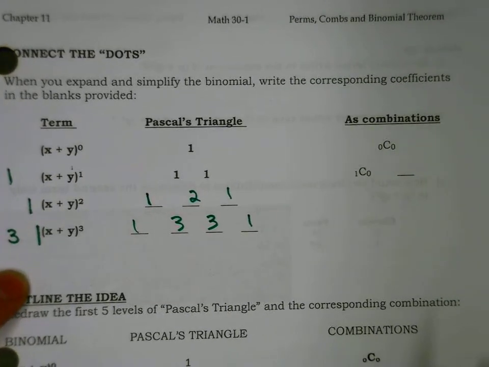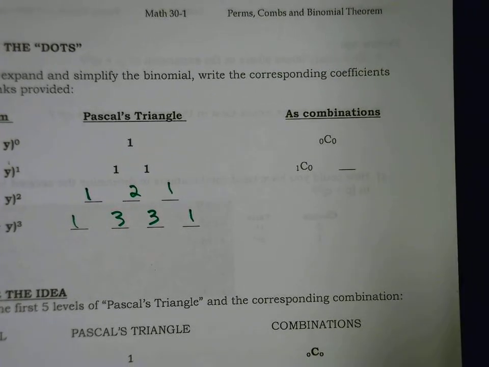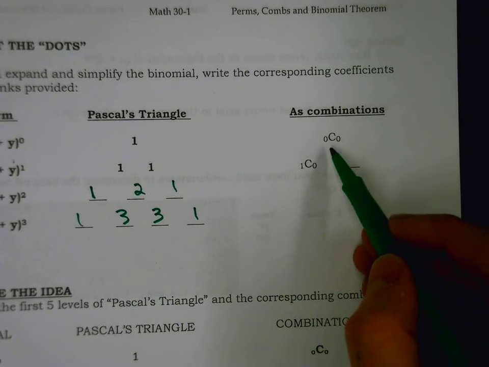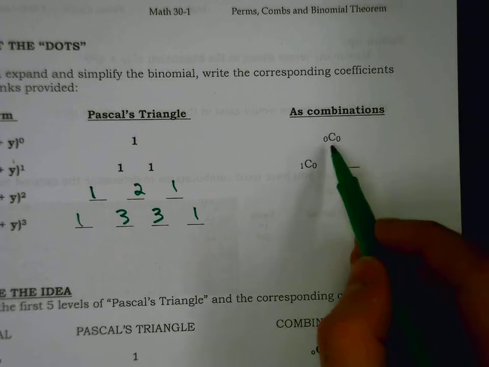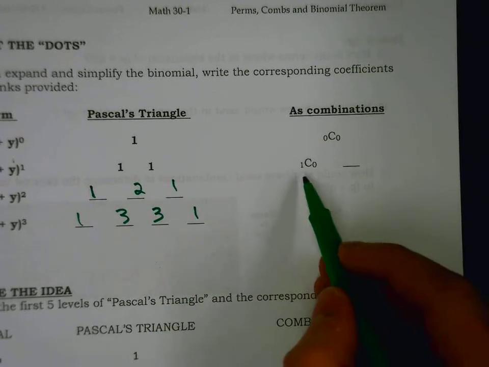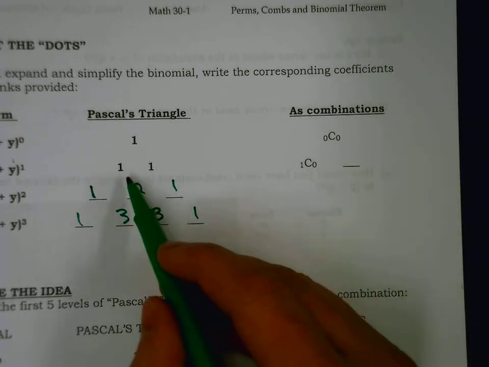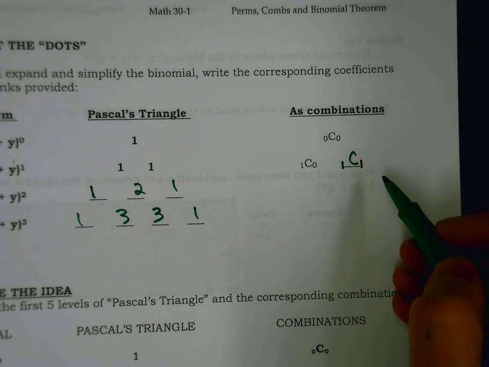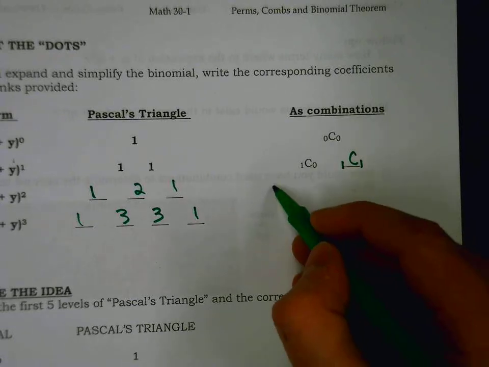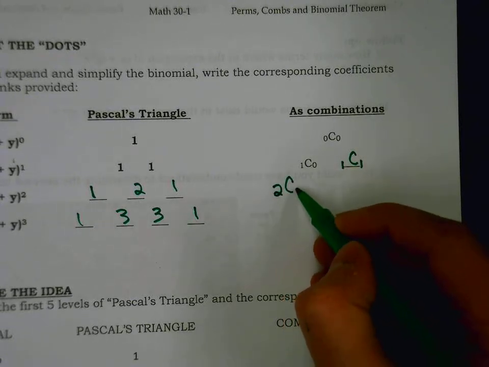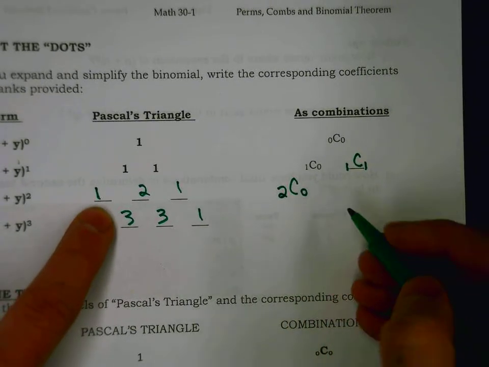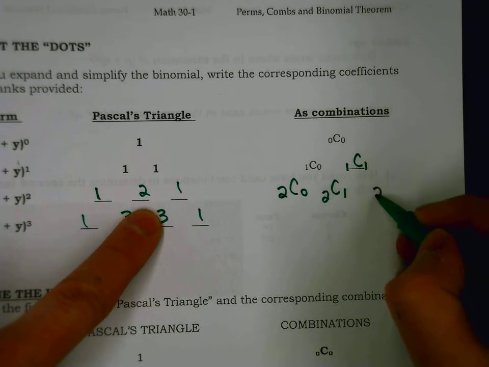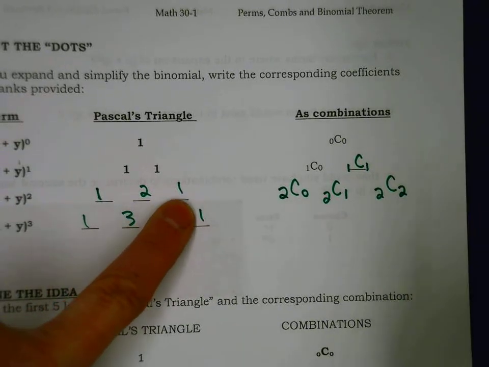Now, a little bit new, as combinations, I can generate any one of these locations by using a combination. In fact, 0c0 creates a value of 1. 1c0 creates a value of 1. 1c1 creates a value of 1. 2c0 creates a 1. 2c1 creates a 2. And a 2c2 creates a 1.